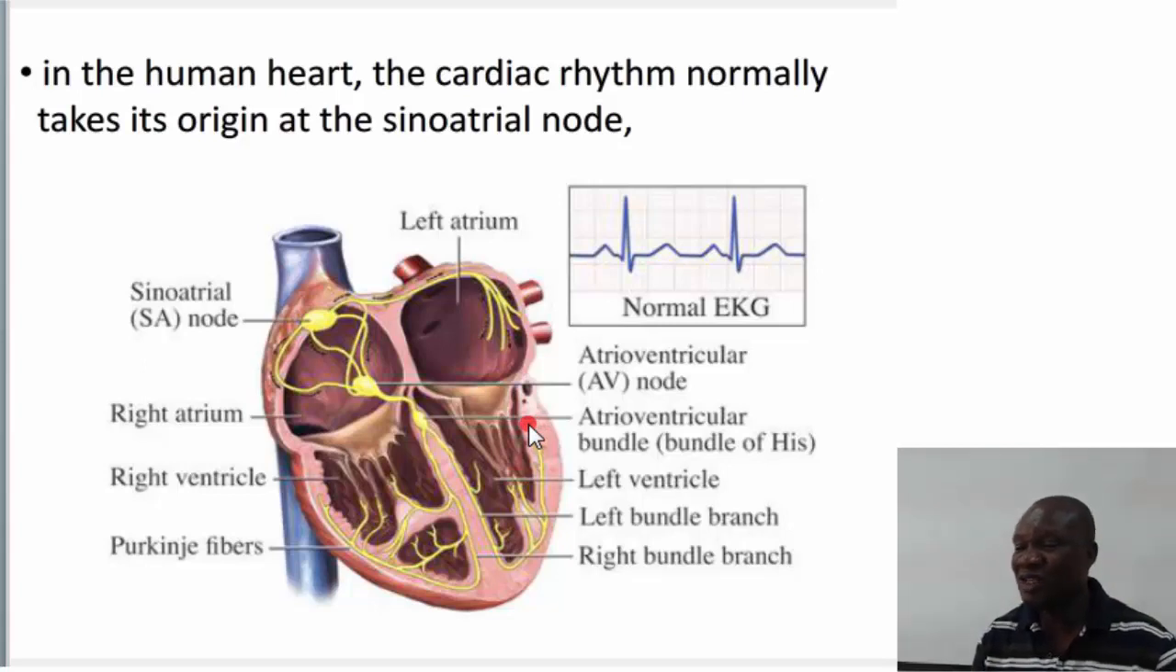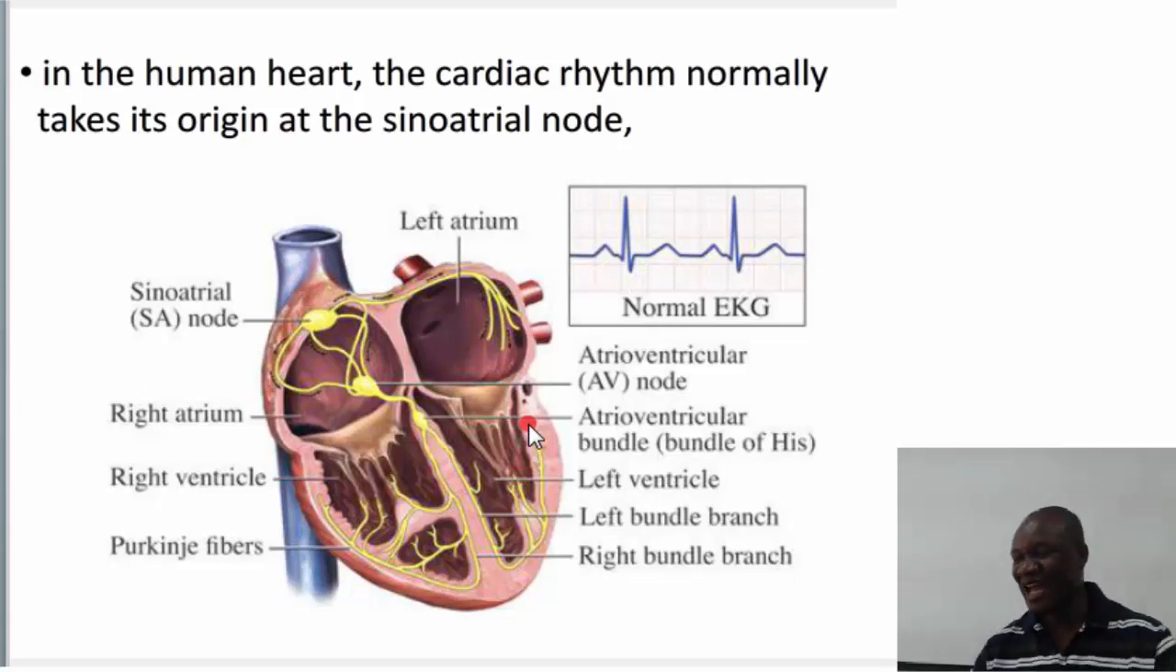Now, because of this conducting system, if the heart is ripped out of the body and placed in a bowl, the heart will continue beating. It's because of this spontaneous generation of action potential by the conducting system, which is conducted to the cardiac muscle. Okay, I'll go over it again.